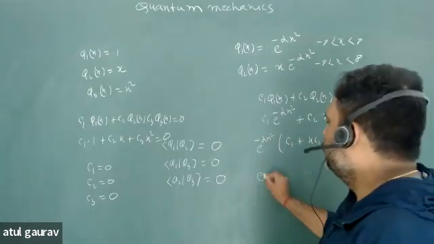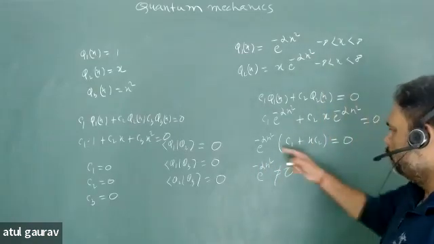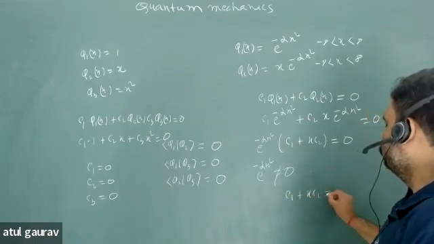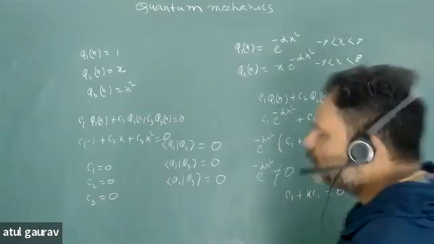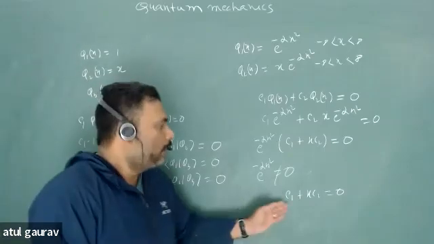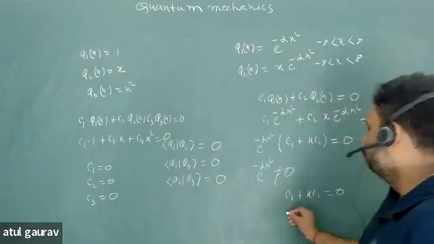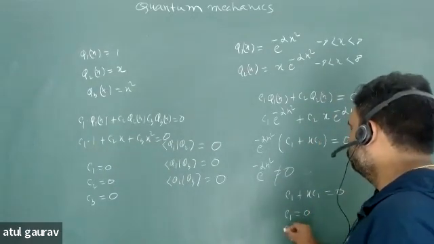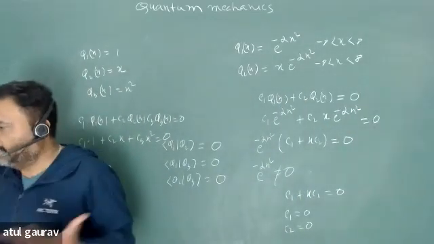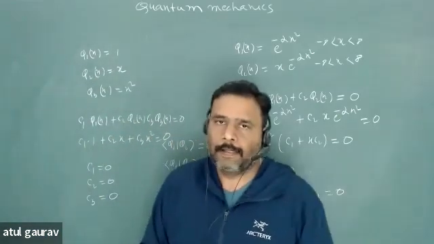So e to the power minus alpha x square cannot be equal to 0. Then this term is equal to 0, right? C1 plus x C2 must be 0. Now what is the value of C1 and C2? 0 sir. 0. You will equate the coefficient of constant on the right side. You will equate the coefficient of x on the right side. And what you will get? C1 is equal to 0. You will get C2 is equal to 0. So these are very useful vectors which are linearly independent.